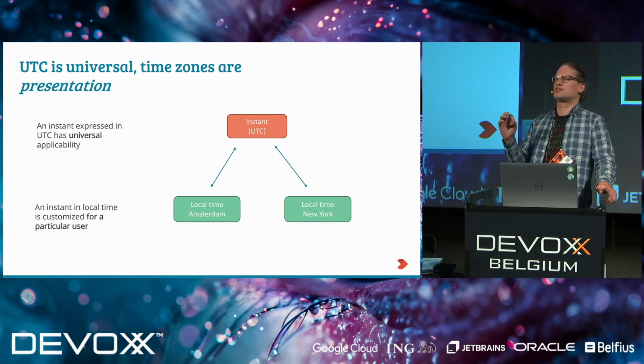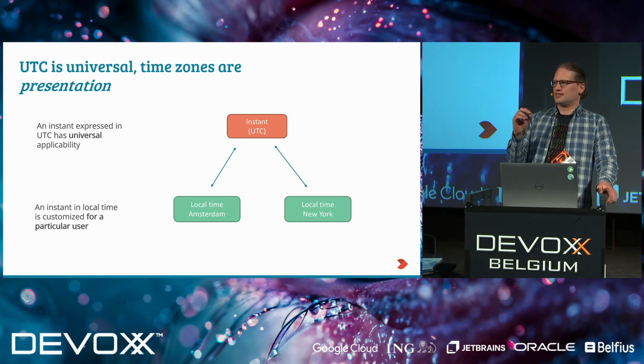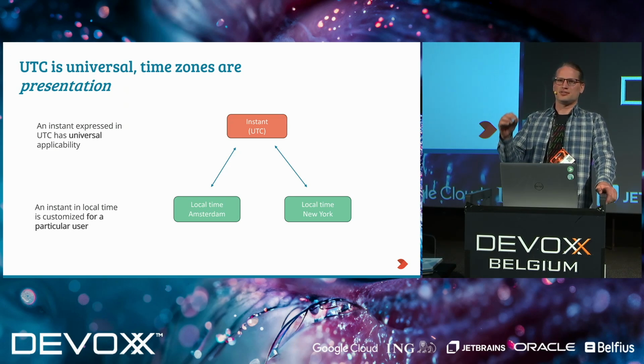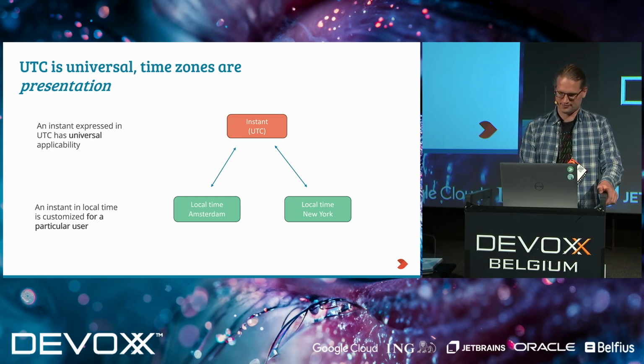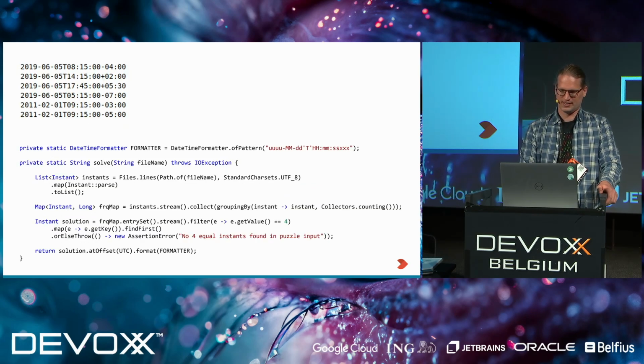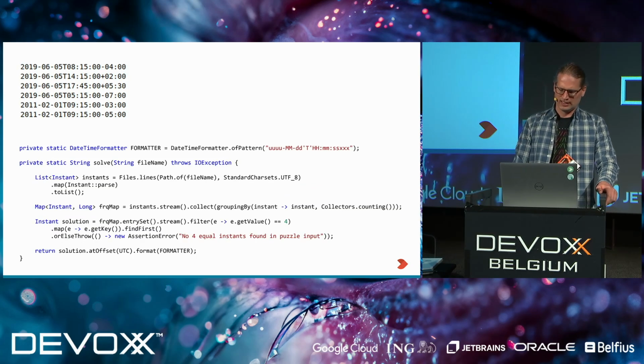And so UTC isn't a time zone. UTC is the absence of a time zone. It's universal. And so here's some Java code. Sorry for putting so much code on the screen.